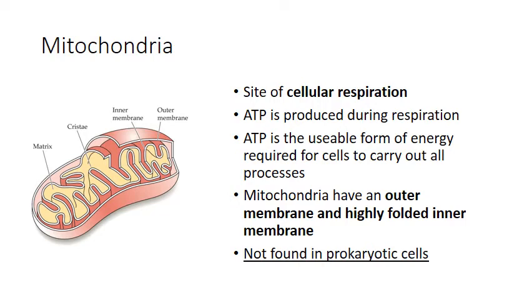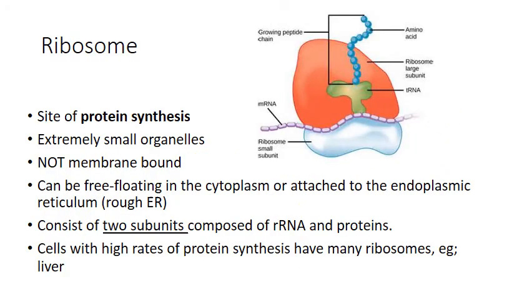Super important, mitochondria are not found in prokaryotic cells because they are membrane bound. They have a membrane around them. Our next one is a ribosome. This is where we make proteins. They are very, very small and they do not have a membrane, which means they can be found in prokaryotic cells, and they can be free floating or attached to the endoplasmic reticulum, making our rough ER.